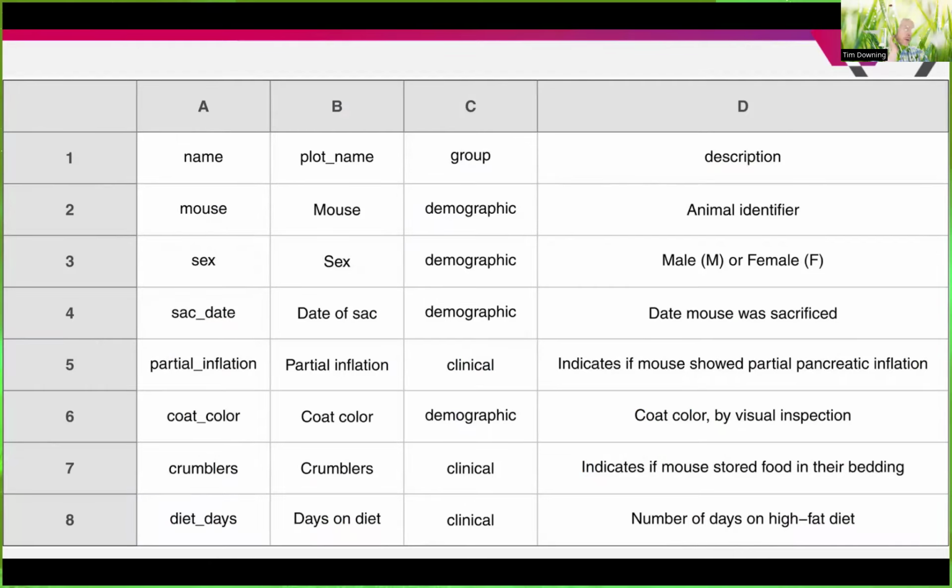So this is an example of structured data that you should be familiar with. It also aligns with having a data dictionary or data catalog to detail the data inside our data set. And these names are relatively consistent: we have the abbreviated name here on the left, like partial inflation. We have the human meaning here in terms of partial inflation and it being clinical data. And this is the full explanation here on the right to explain it to a person who hasn't seen that before. So it indicates if a mouse showed partial pancreatic inflation.